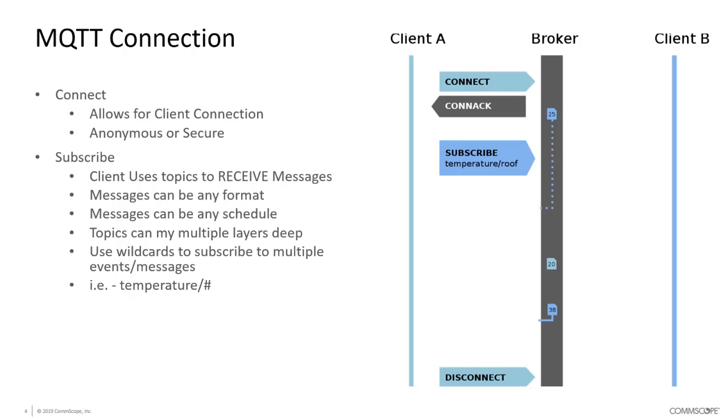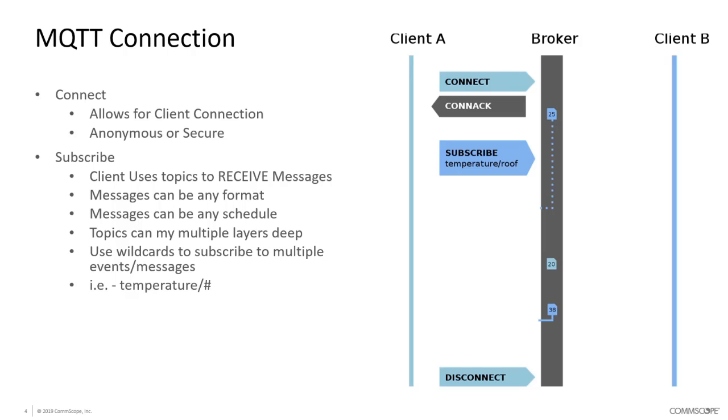Once the client has connected, the next thing that it can do is make a request to the broker to subscribe to certain messages. So the client uses what are called topics to receive messages from the broker. The subscribe message is sent from the client to the broker, and in this particular case we are saying we want to subscribe to any topic of type temperature/roof. So anybody who publishes to temperature/roof, we will be sent a copy of that message from the broker whenever it is sent from the publishing device.